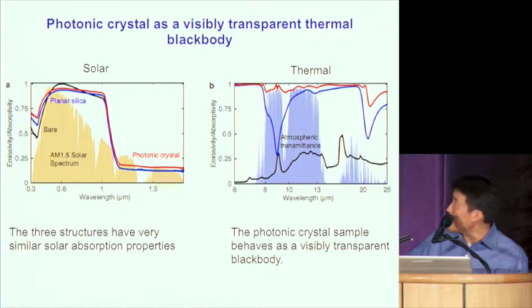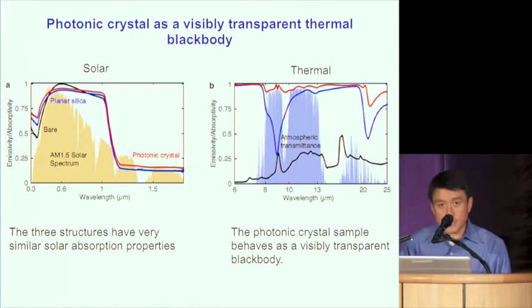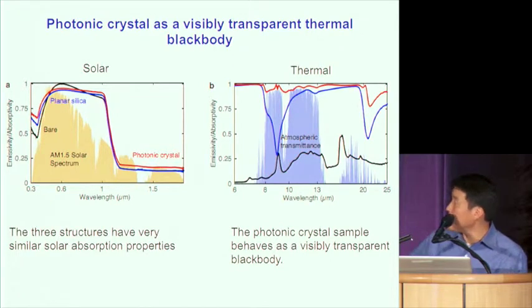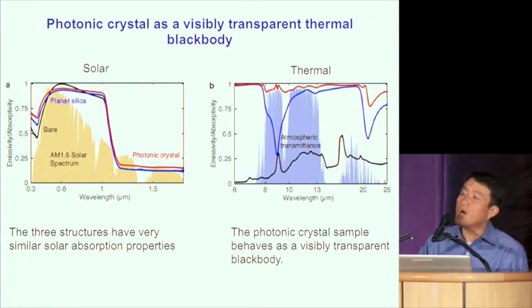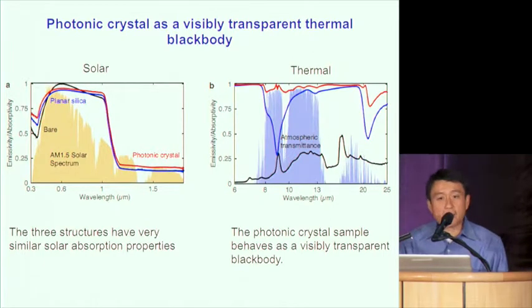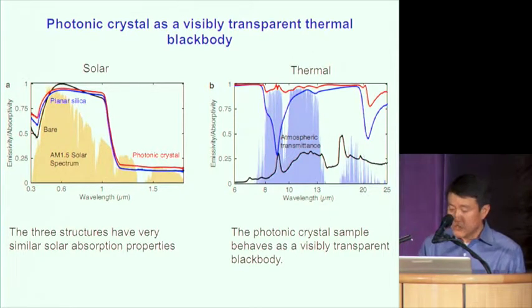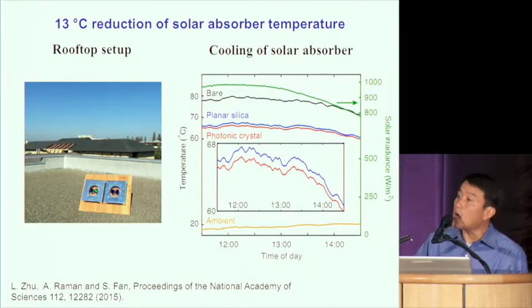The red curve here shows the photonic crystal sample. In this case, it has near unity emissivity over the entire far infrared wavelength range. And so what we have constructed here with the photonic crystal is a visibly transparent black body, which is a somewhat unusual concept if you think about your mental image of what a black body should look like. So we then do the rooftop experiment where we compare these samples.